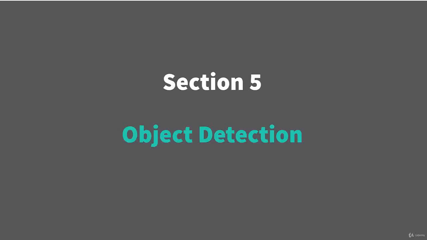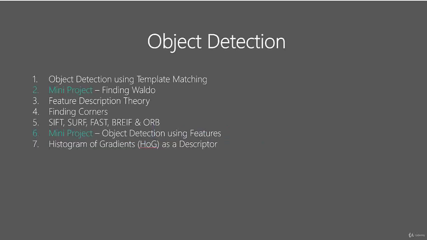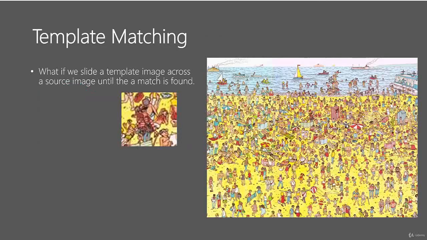There we go. Welcome to section 5, where we talk about object detection. Now, object detection is what makes computer vision so powerful, and it's in this arena where there's so much cutting-edge research currently taking place. So in this section, we start off doing some simple object detection using template matching, which then leads us to our first mini project where we actually have to find Waldo. You can see it here quickly. Finding Waldo in this maze, or this mess of a picture here.